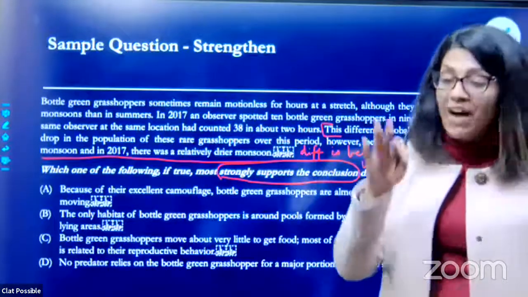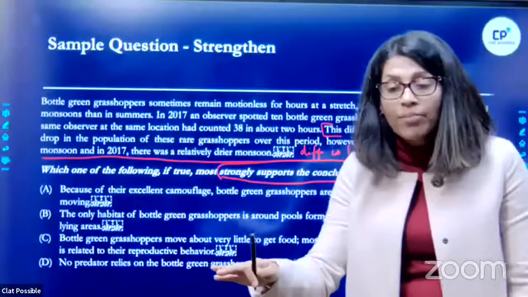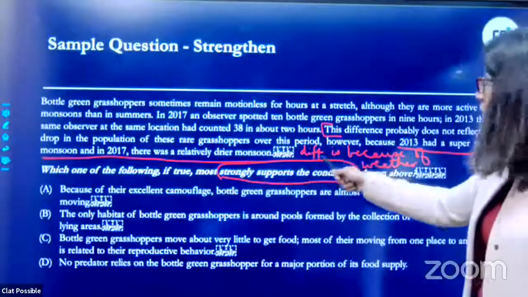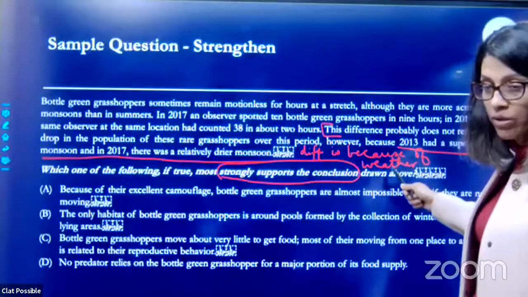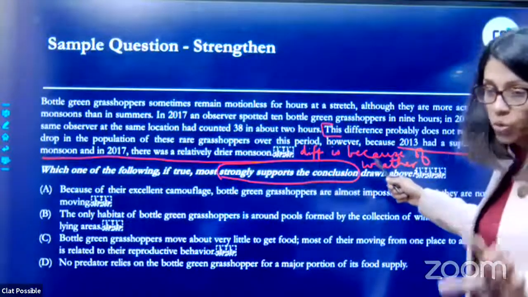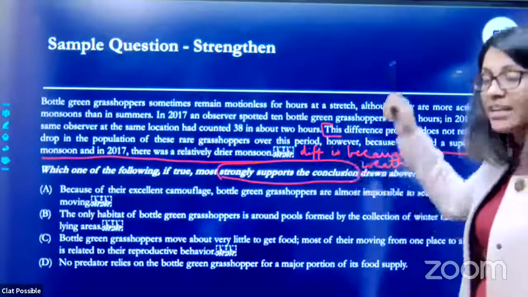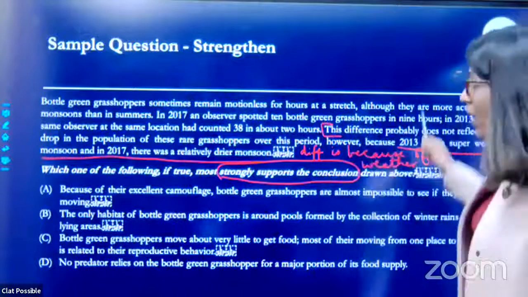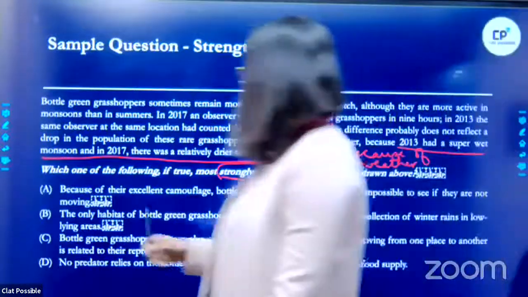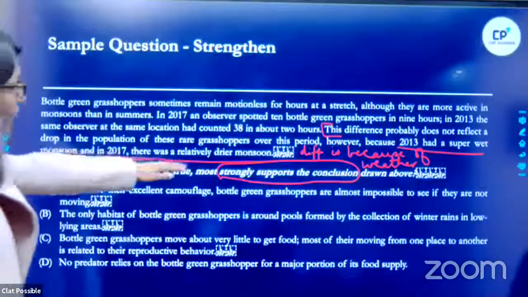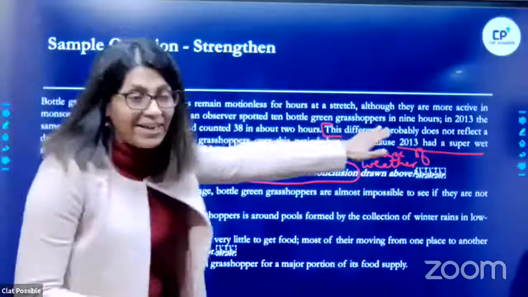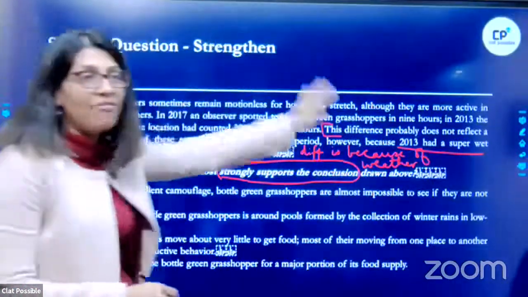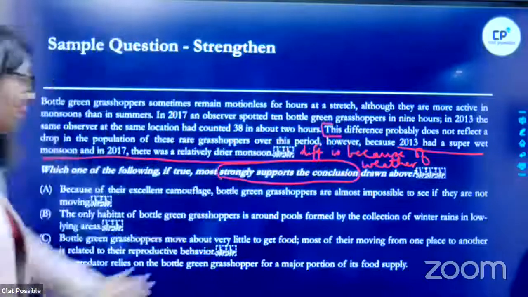nullify it. First, identify the conclusion, then write down that conclusion that you have to support. Write down 2-3 keywords of that conclusion. So I have to say the difference is because of the weather, right? So in the same place, if the weather is wet, many grasshoppers will come. If it is dry, fewer grasshoppers will come.